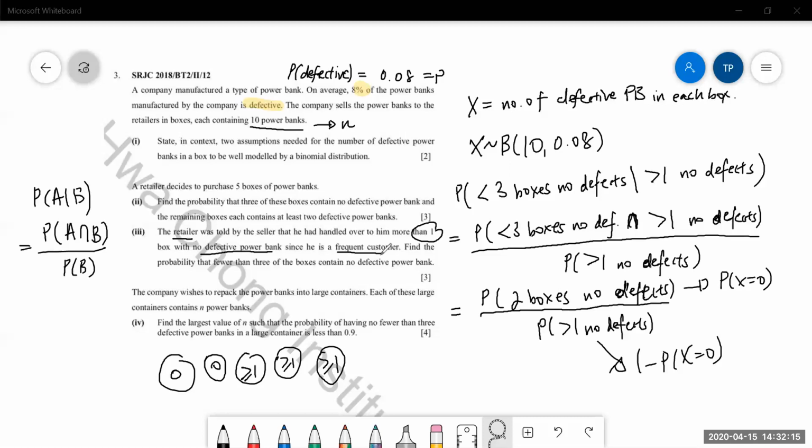You may look at the first line. The first line above part 2 says a retailer decides to buy 5 boxes of power banks, which applies to part 2 and 3. So exactly 2 boxes with no defects means there are exactly 3 boxes with defects. So the one on top is P equals to 3. But what is X? The number with defects? No, it's in each box.